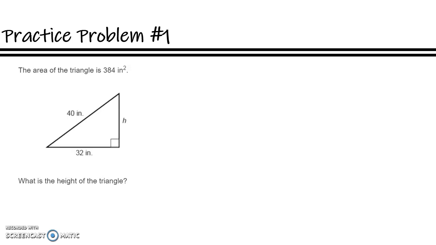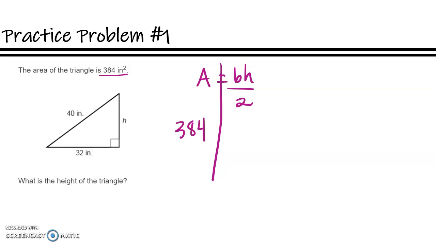For this one, I challenge you to go ahead and pause and see if you can set up the formula so that you're ready to solve, and if you feel comfortable, you can go ahead and try it. So for this one, same formula. I'm going to put this line here to remember that I'm going to be forming an equation to solve. So the area of the triangle is 384. My base is 32. I do not know my height. And remember, sometimes they give you one of your slanted sides, and we don't need that. They're trying to trick us.